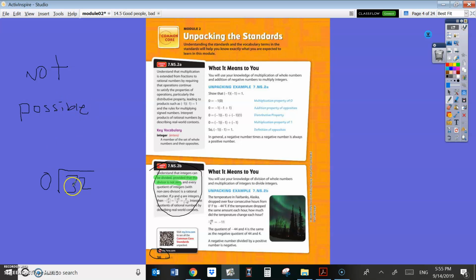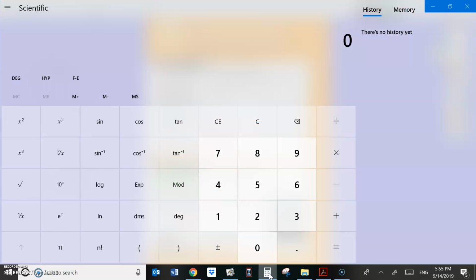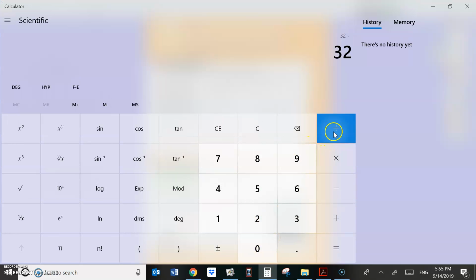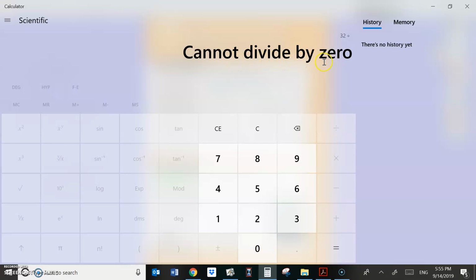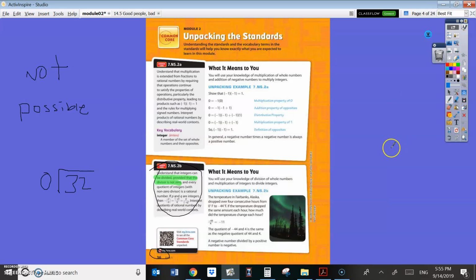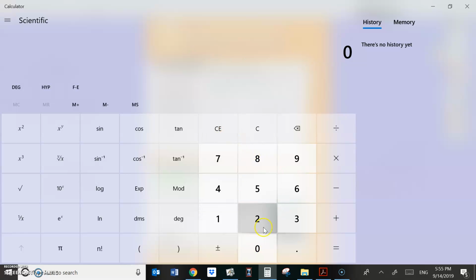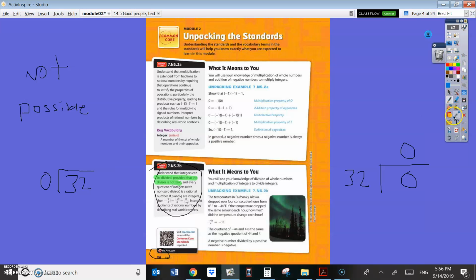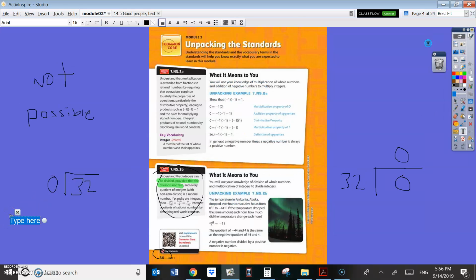What happens on the calculator if you do 32 divided by 0? Well, here, look. 32 divided by 0 cannot divide by 0. Just can't do it. Could 0 be divided by 32? Yes, it equals 0. 0 divided by 32 is 0. So, division by 0 is impossible.